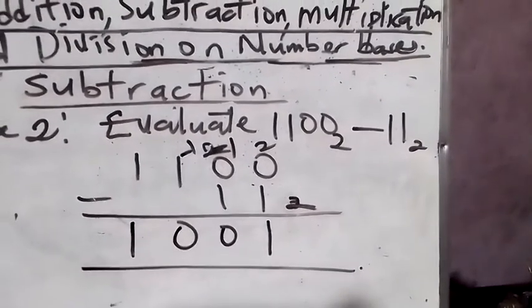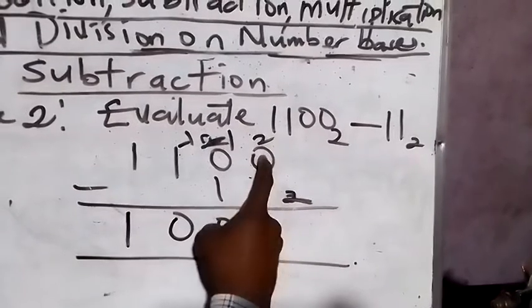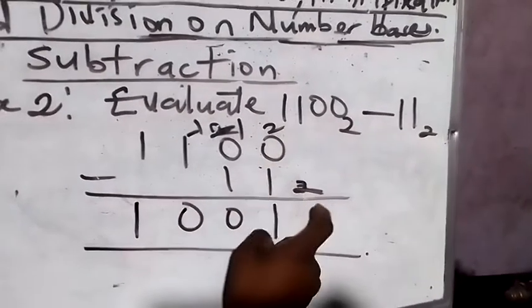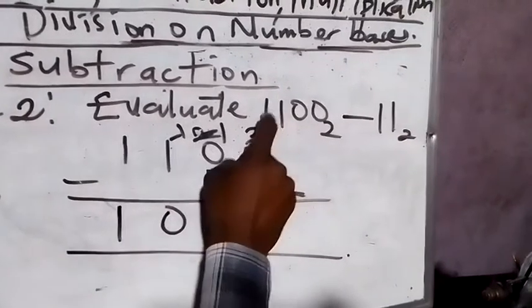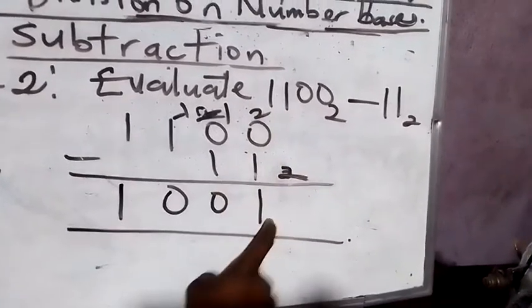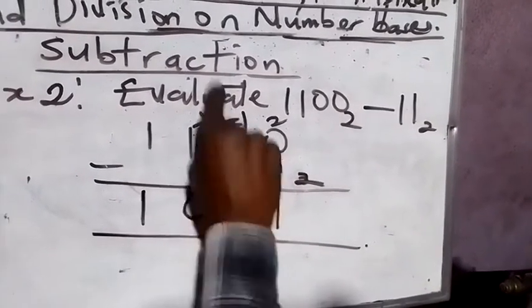Again, let me re-explain. 1 cannot be subtracted from 0. It's not possible. So you have to borrow base. That's the base that you see here. So this one has turned to 2. And 2 minus 1 is 1. And I've told you, anytime you borrow base, whatever is in front will be reduced by 1.